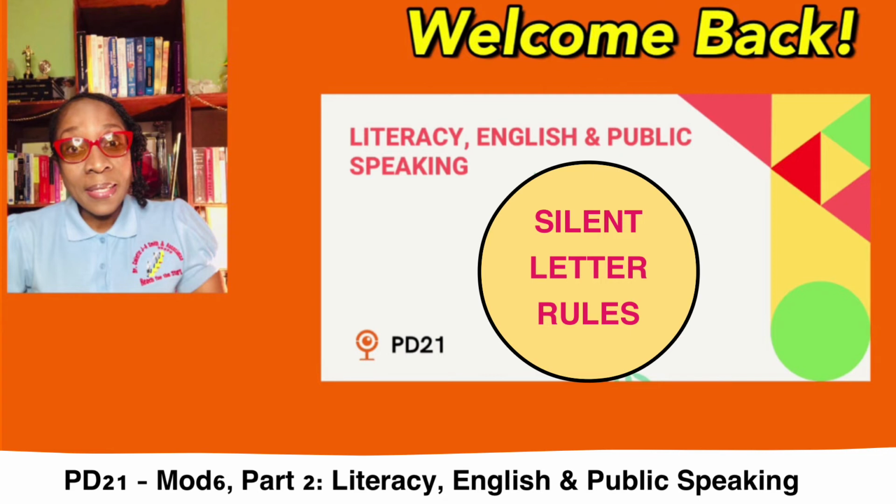GH is silent after a vowel sound. For example, night, K-N-I-G-H-T, daughter, D-A-U-G-H-T-E-R, thought, T-H-O-U-G-H-T. The H is usually silent if the word starts with RH.